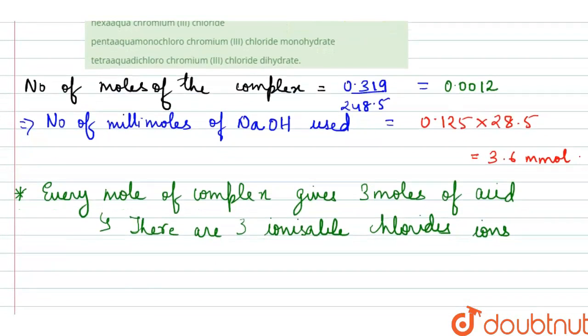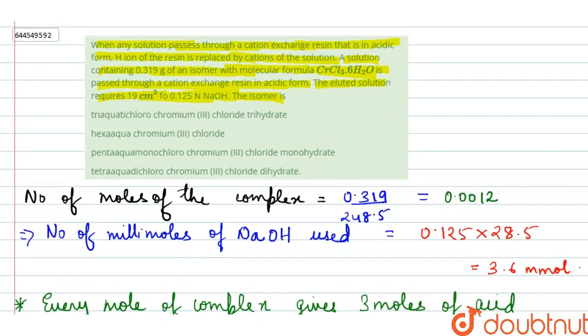So from this we get that the formula could be [Cr(H2O)6]Cl3, where the ionizable ions will be Cl3. So it will be our required complex. So we can call this as hexaaqua chromium(III) chloride. So for that we will see our correct option will be option number 2. The rest of the options, they are theoretically incorrect.